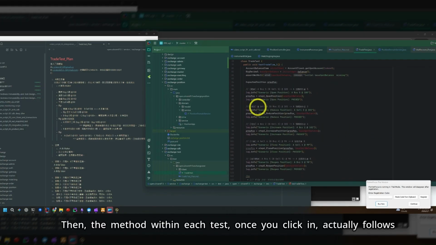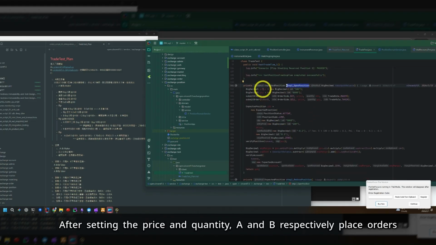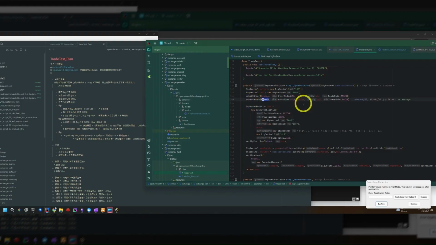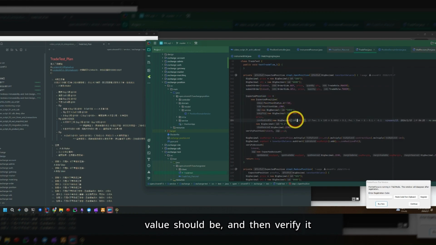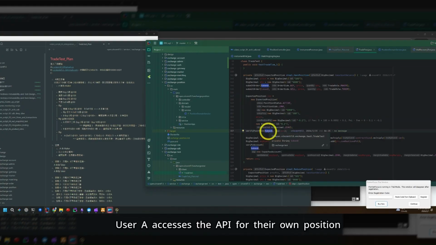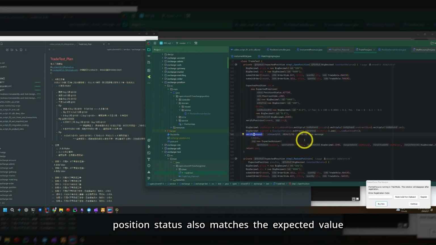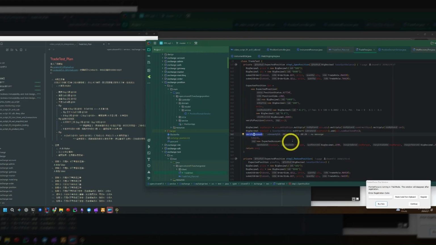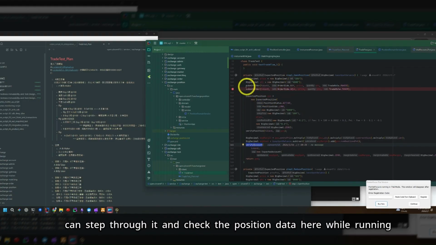Then the method within each test, once you click in, actually follows the same logic. After setting the price and quantity, A and B respectively place orders. Users submit orders separately. Then you'll enter the expected position result here, what the expected value should be, and then verify it. User A accesses the API for their own position to determine if it matches the expected value, then verify if user A's position status also matches the expected value. So you can set breakpoints here, and as you run the test, you can step through it and check the position data here while running.